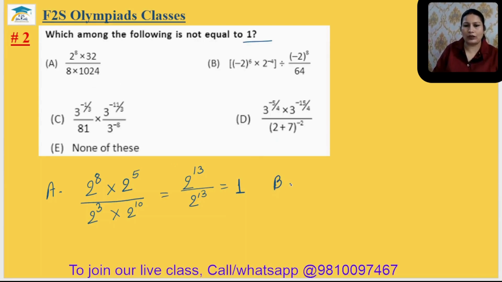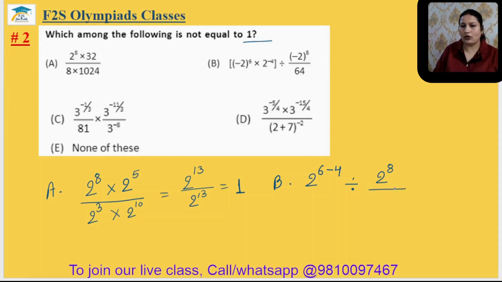Come to the option B. Minus 2 to the power 6. So I can write here minus 2 to the power 6 or 2 to the power 6, both will be same as the power is an even number. And 2 to the power minus 4. So here power will be added, 2 plus minus 4. Divide by 2 to the power 8. I can write here because power is in even number, so your base can change its sign.